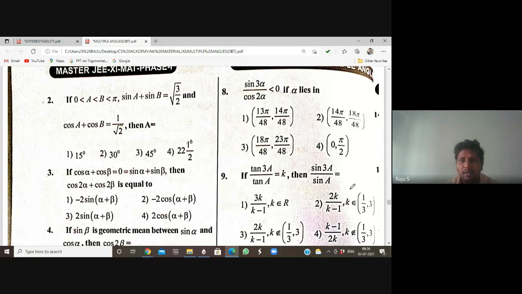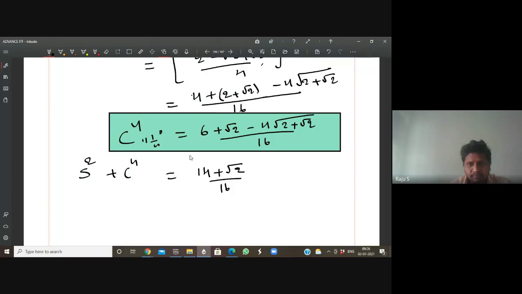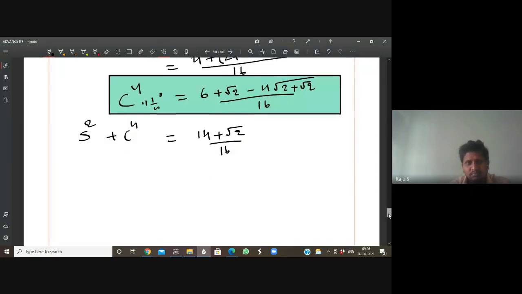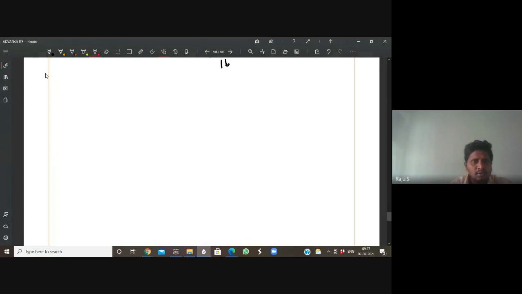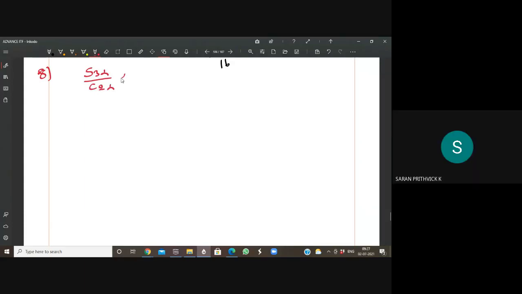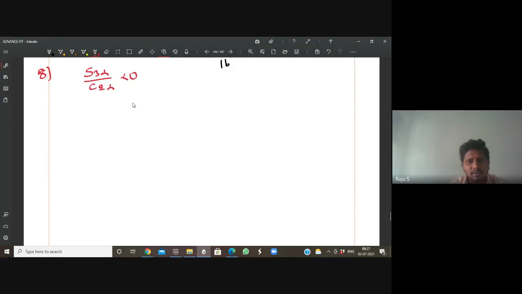Now the next question is the eighth question. Sine 3 alpha by cos 2 alpha is lesser than 0. Alpha lies in which of the given intervals, whether it is the first quadrant or some other interval, right? Let's see now. First tell me the question. Question number 8: sine 3 alpha by cos 2 alpha is lesser than 0, right?